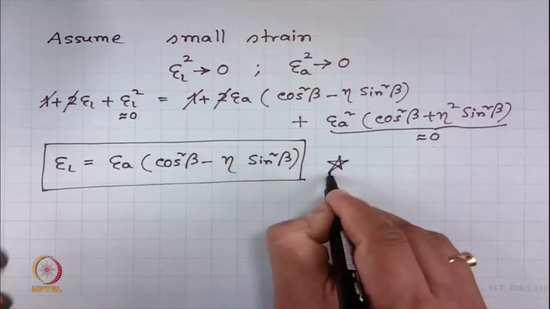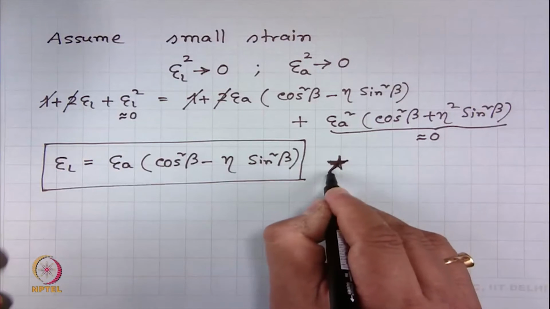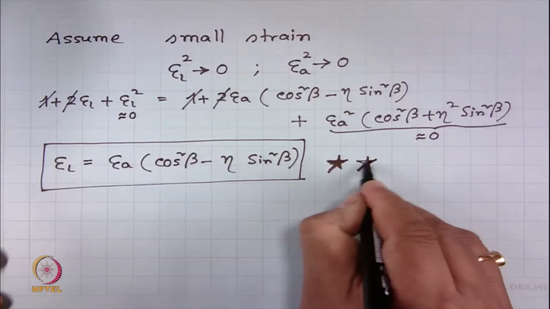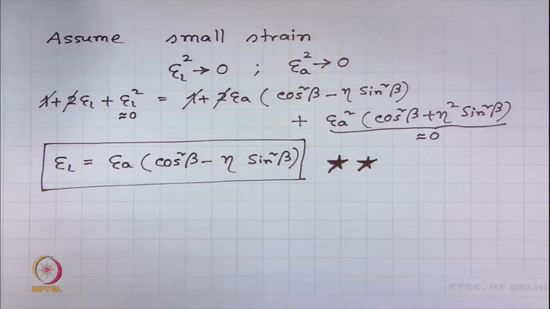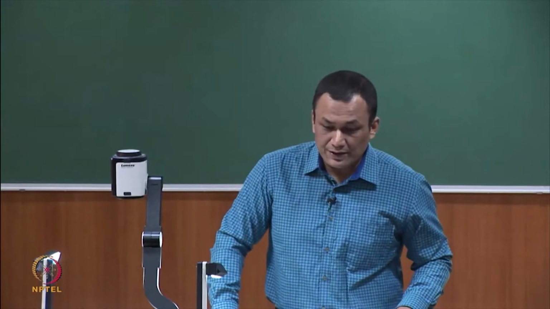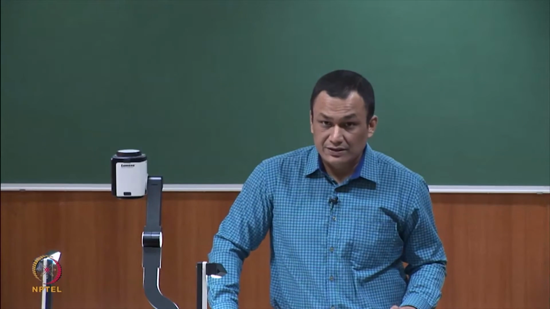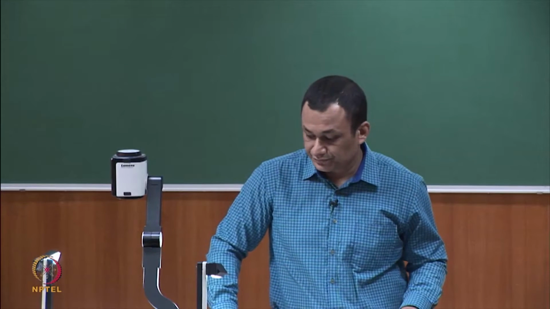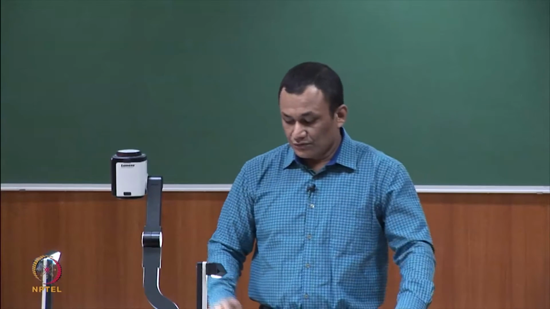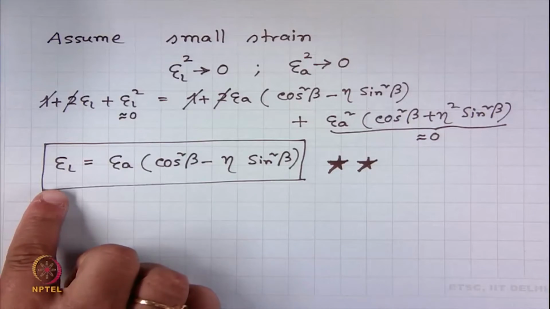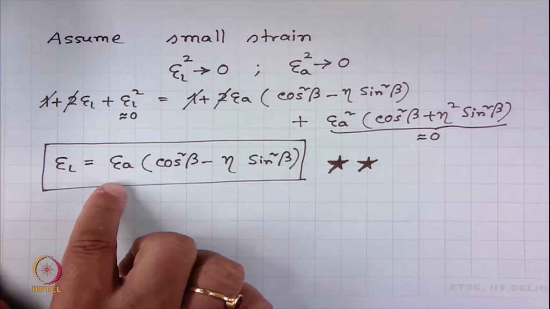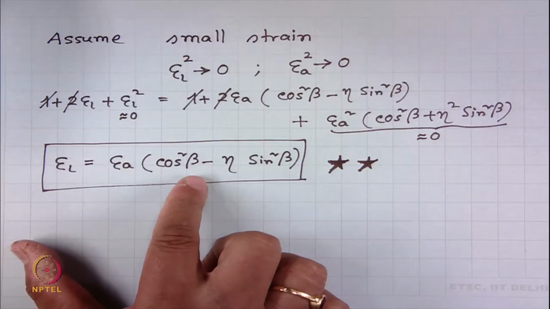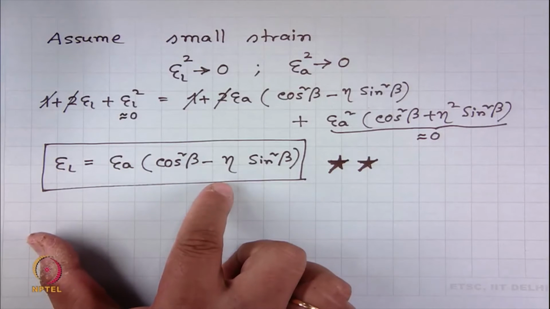This relation is a very important relation, because it characterizes what the fiber strain will be if we apply a given amount of strain to the yarn. So, fiber strain depends on yarn strain, twist angle beta and contraction ratio eta. These three quantities determine fiber strain.